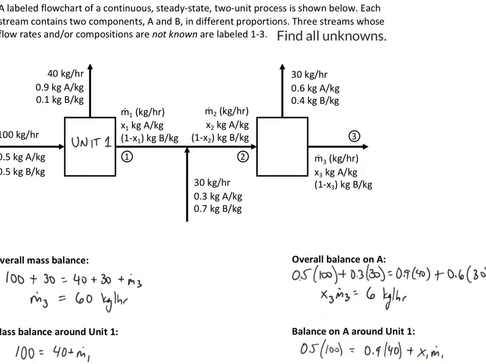The great thing is that we can simply replace this whole term with a new variable, and this is just the mass flow rate of A in stream 3. So we give it a new variable, and now it's its own unknown. At the end of the day, we can come back and then recalculate X3.